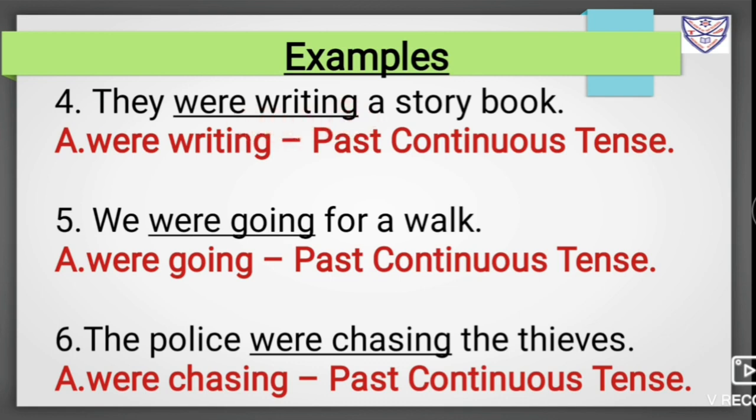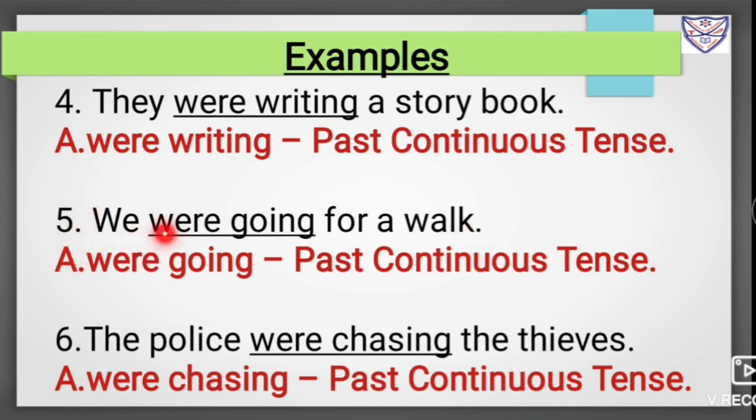Therefore we can say "were writing" is in past continuous tense, because this verb shows an action which was going on or continuous somewhere in the past time. Therefore it is in past continuous tense. Fifth one, we were going for a walk.